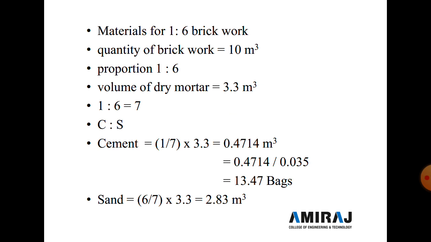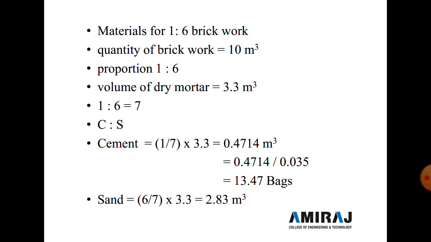Here we got the value in the form of meter cube, but we need the value in the form of number of bags. So for finding the number of bags, first we find out the volume of 1 bag of cement. The volume of 1 bag of cement is 0.035 meter cube. How to get the value? When we open the cement bag and fill it up in a wooden box, the wooden box volume is 0.035 meter cube. So a bag of cement is 0.035 meter cube.